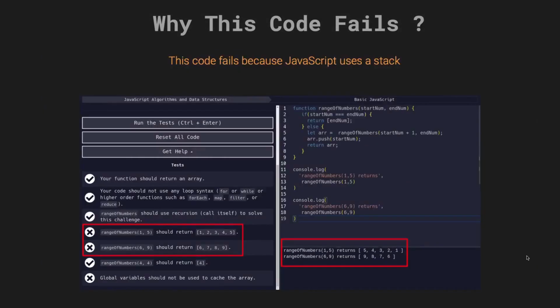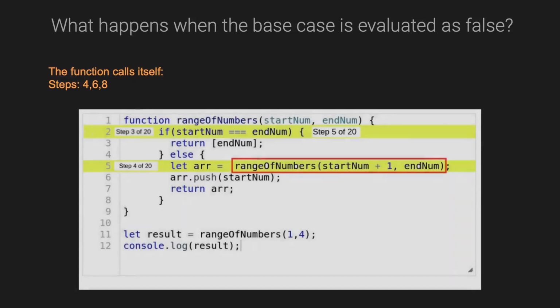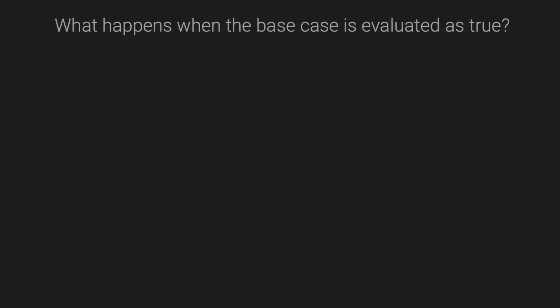This code fails because JavaScript uses a stack. What happens when the base case is false? The function calls itself. What happens when the base case is true? The base case returns an array.